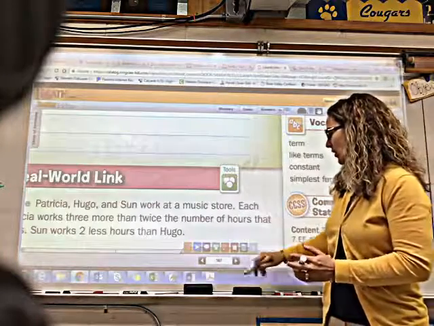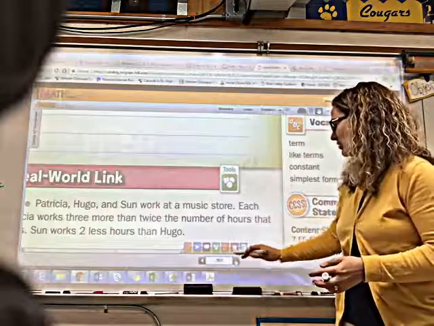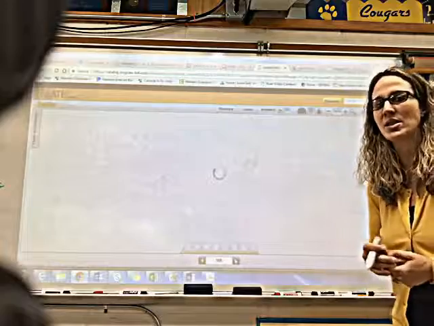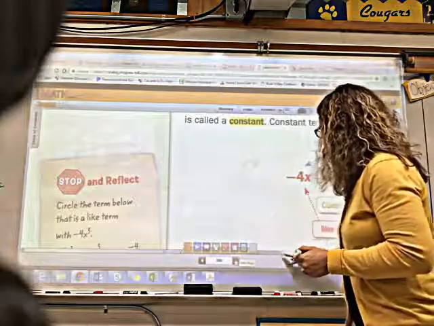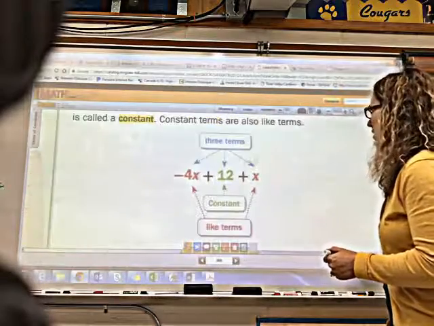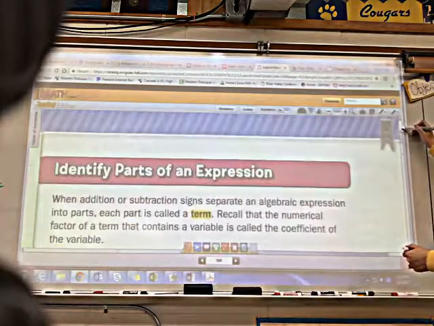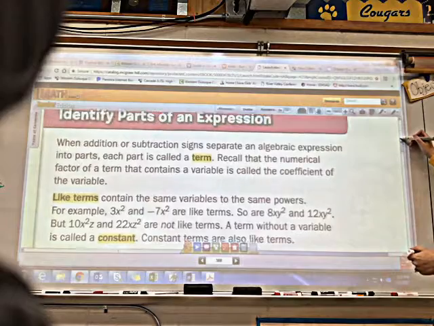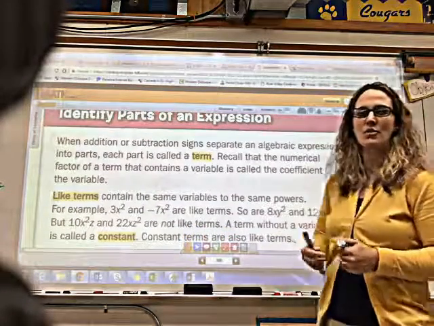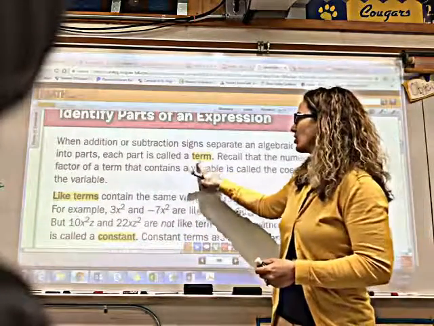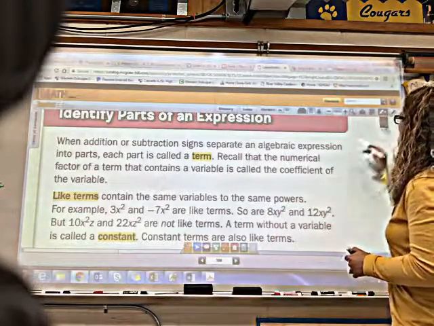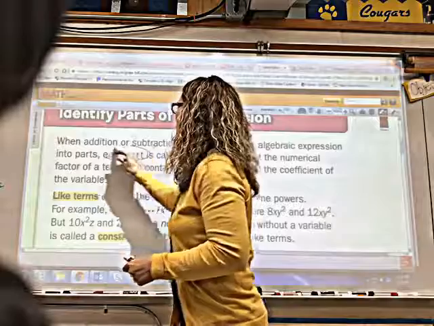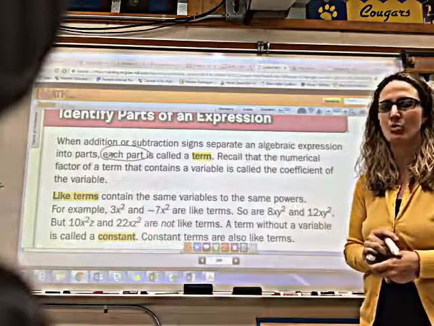So we're going to go ahead and take a look at page 387. If you would turn in your books to page 387, we're going to get started on this page today. One of the things that we had talked a little bit about before on the first page with your vocab was term. Remember, that's going to be each part. So something that you may want to circle or identify in your book would be a situation that your terms are going to be each part.